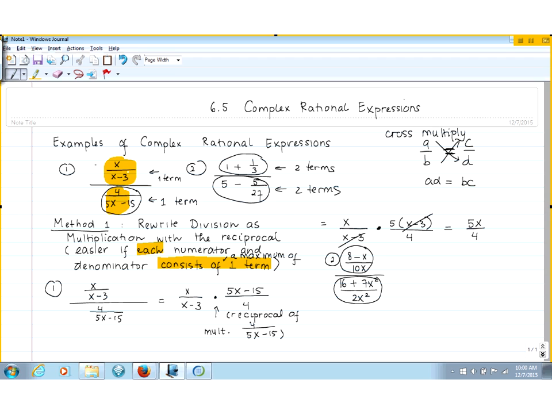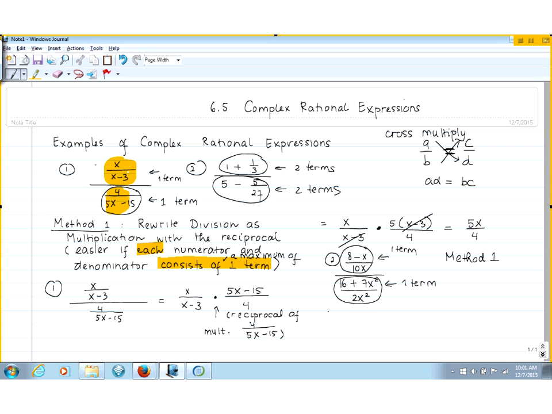Because it has the same denominator. Look at these, they have a common denominator, don't they? If I write 16 over 3 plus 2x over 7, then this is 2 terms. But this is considered one term here. So this is considered one term, and this is considered one term. So we use which method? Method 1.